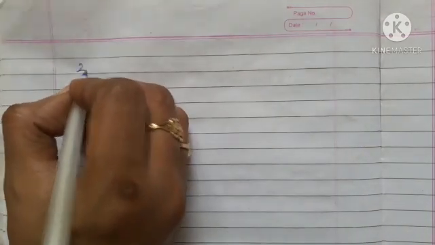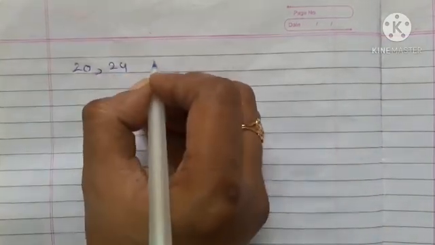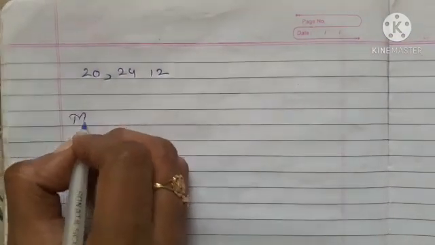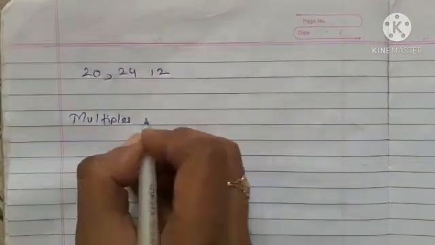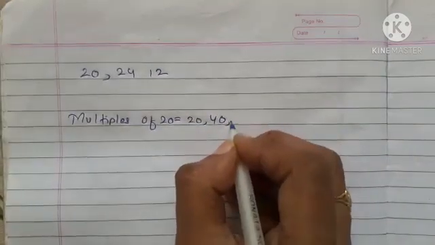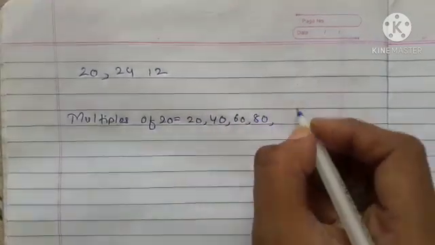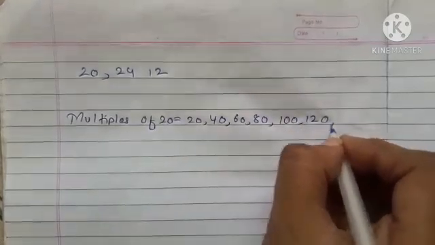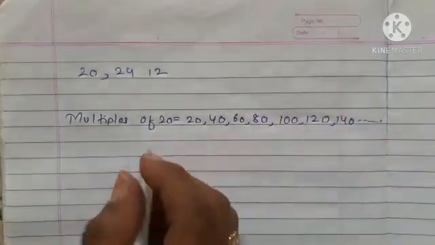Now laddus in the first, second and third box were distributed among 20, 24 and 12 children respectively. For minimum laddus in each box, we will be finding the LCM of 20, 24 and 12. So for that we have to find the multiples. So first we will find the multiples of 20. They are 20, 40, 60, 80, 100, 120, 140 and so on.